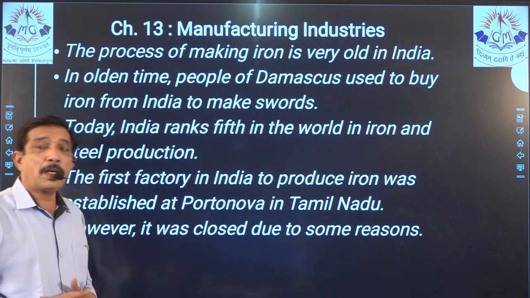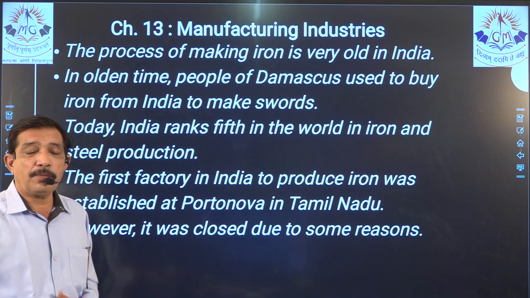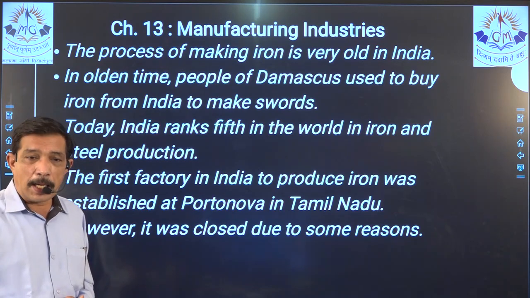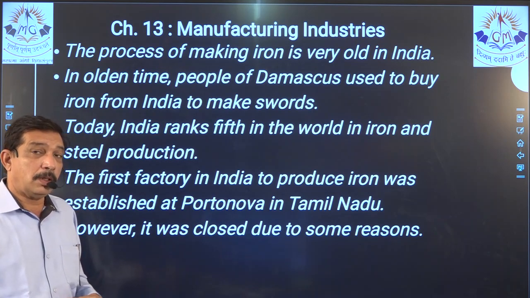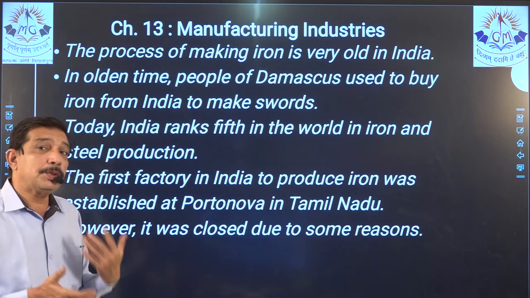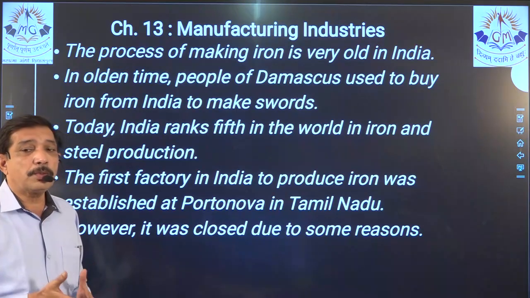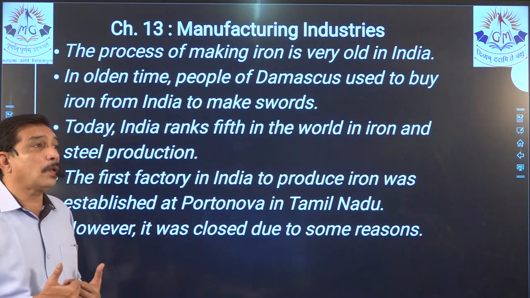The process of iron making is quite old in India. That means since quite a lot of time we have been making iron, right? In olden times, if we are talking about quite ancient time, then Damascus, a foreign country, right? So Damascus used to buy iron from India to make swords.